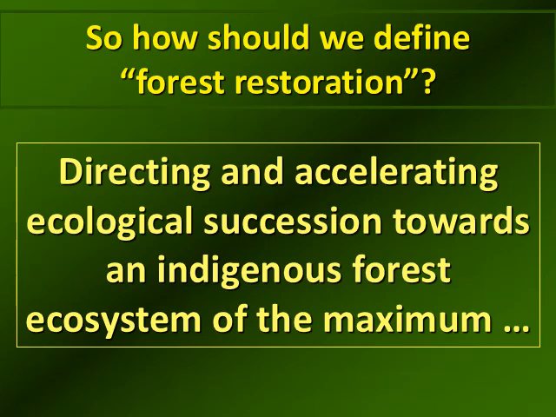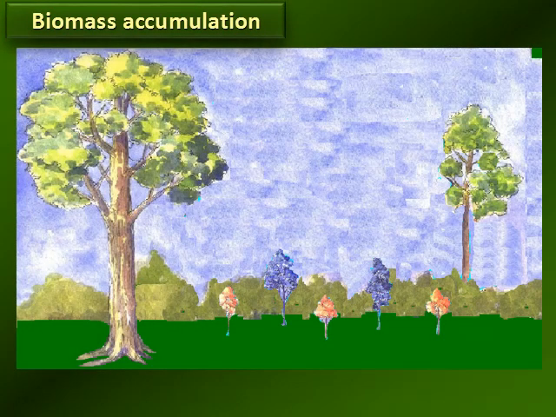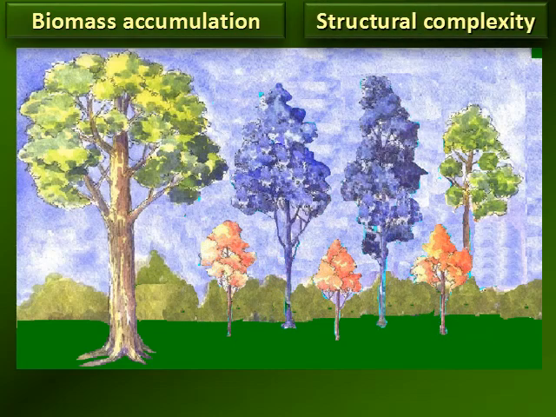An indigenous forest ecosystem of the maximum levels of 4 parameters. And these are the 4 parameters we're looking for. First of all, biomass accumulation. The maximum amount of biomass accumulation. This means simply that the trees are going to grow at the maximum possible rate that you can get them to grow. Biomass accumulation, of course, is important because 50% of the biomass of a tree is carbon, and if you're interested in doing forest restoration for carbon sequestration, you've got to get the trees to grow as quickly as possible. The second maximum parameter we're looking for is structural complexity.